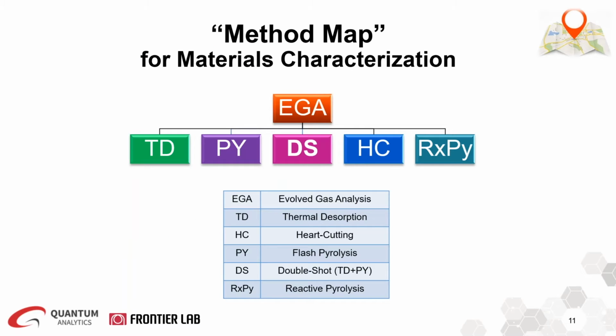We have created a series of techniques referred to as the method map to chemically characterize samples using the multi-mode pyrolyzer. EGA, evolved gas analysis, is the first step, which provides a clear picture of the thermal profile of the sample as well as the optimal temperature zone for the next step. So EGA guides you on what to do next. It will show if thermal desorption, hard cutting, or flash pyrolysis is needed, or if a combination of the techniques is required.